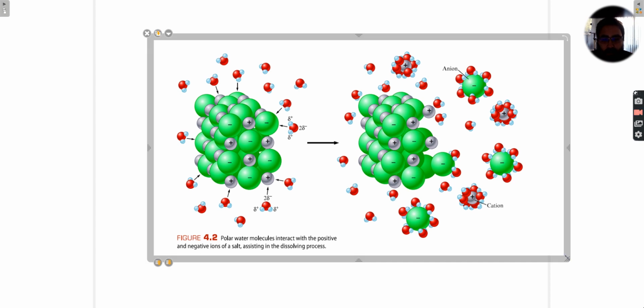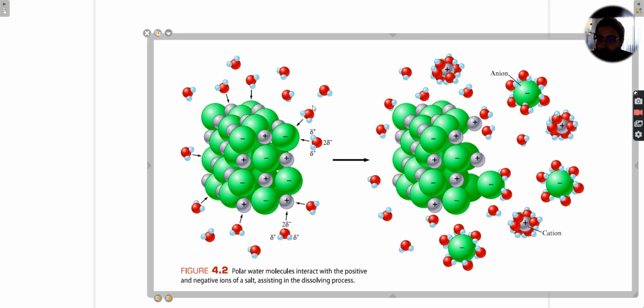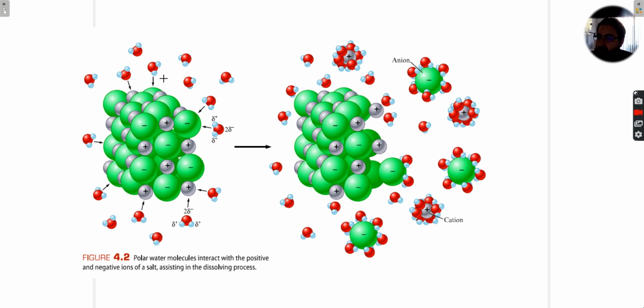Now, this is a figure from your book, but basically, you have your formula unit of salt, or your large crystal lattice of salt, where there's positives and negatives, and water has that positive end and that negative end, and it helps break it apart and pull it apart.